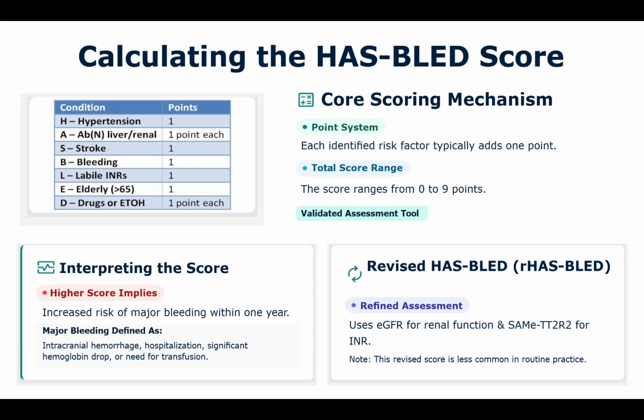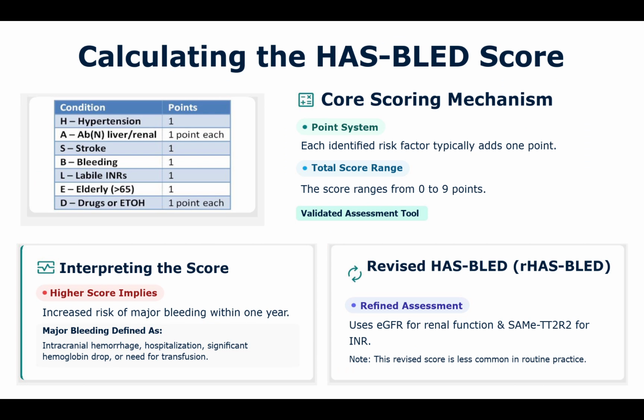Calculating the HAS-BLED score is quite straightforward. Each of the risk factors we just discussed, if present, adds 1 point to the total. This means the total score can range from 0 to 9 points. Naturally, a higher score implies an increased risk of major bleeding within 1 year.